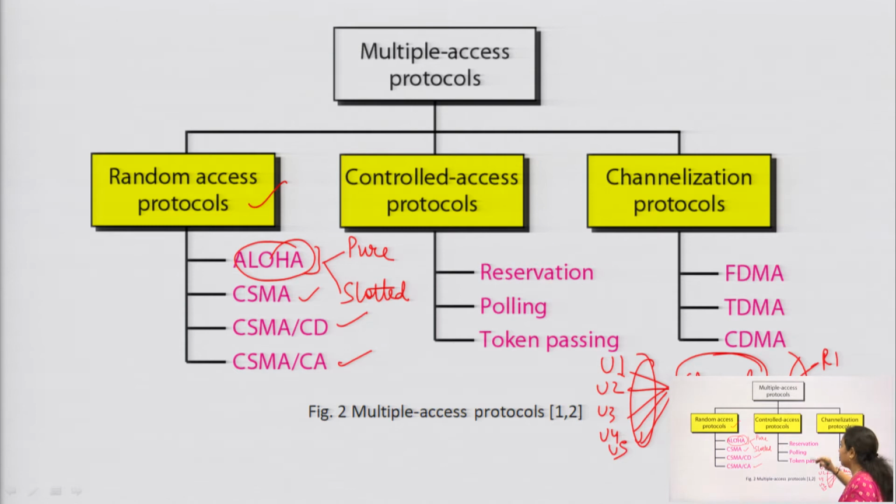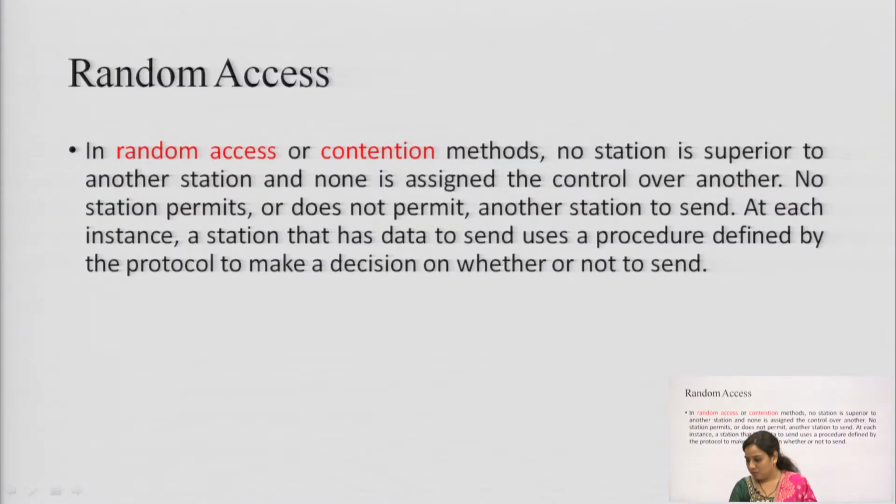Next is the control access protocol, which consists of reservation, polling and token passing. This is the kind of control access protocol. Next is the channelization protocol, known as FDMA, TDMA, CDMA, that is frequency division multiple access, time division multiple access and code division multiple access. So we will see the random access protocol first.